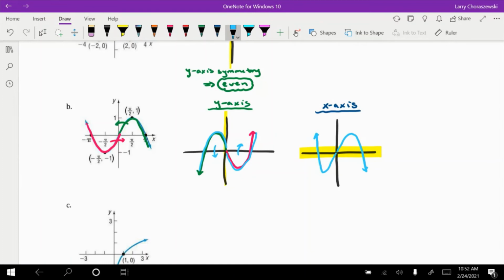For sure. So this matches the original. I'll say matches OG, meaning it has origin symmetry. And that implies that we have the graph of an odd function.